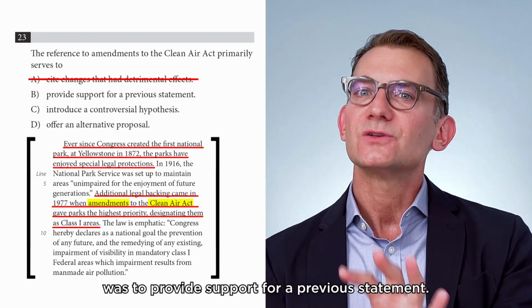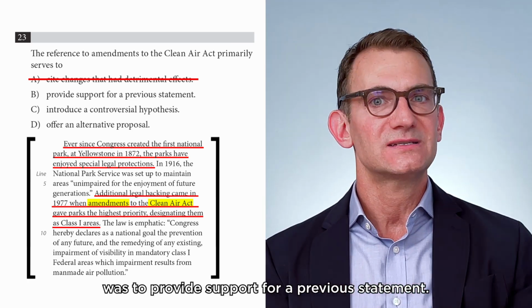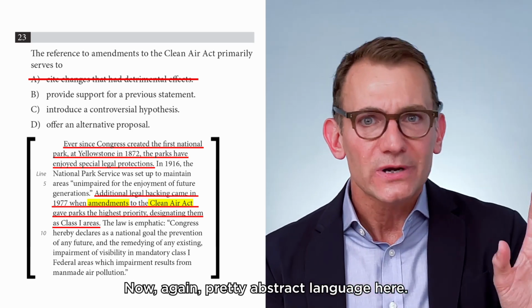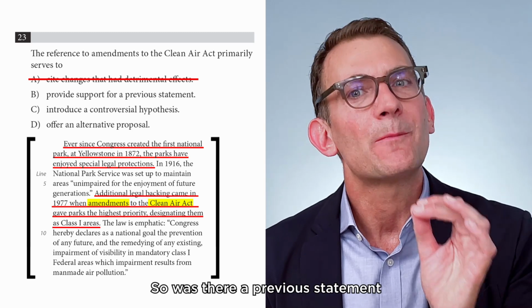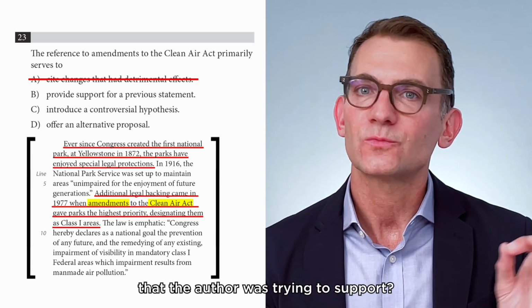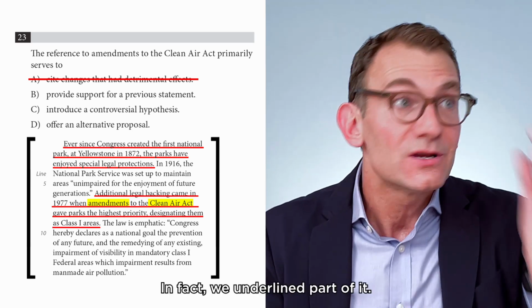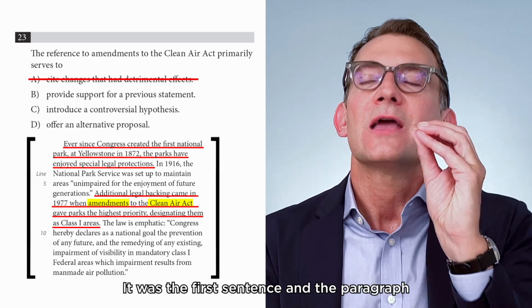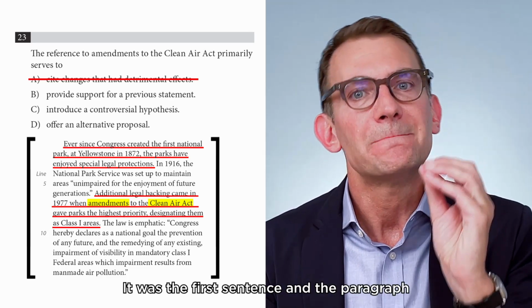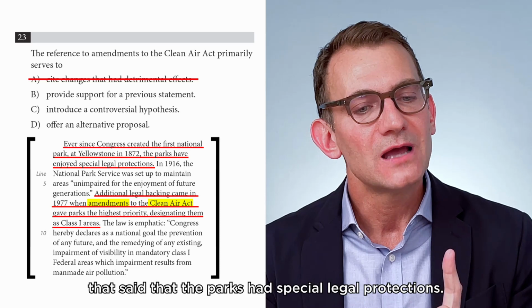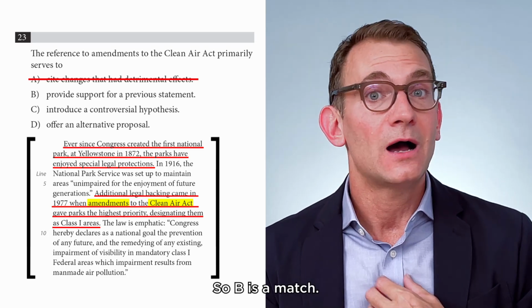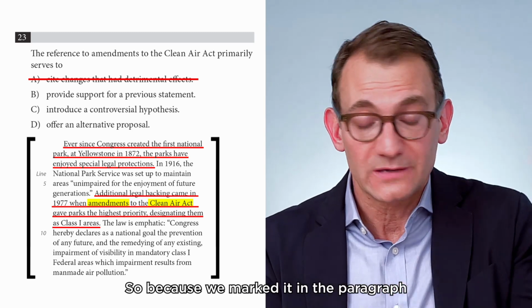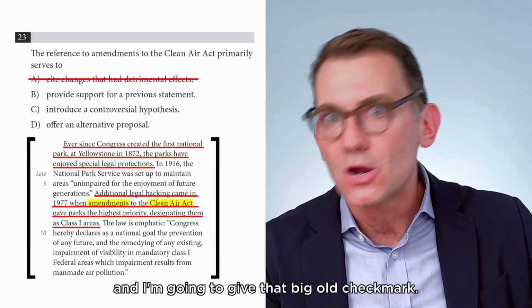We're going to move on to answer choice B, and that says that the author's purpose was to provide support for a previous statement. Now, again, pretty abstract language here, but we're going to ask ourselves the question, was there a previous statement that the author was trying to support? And the answer is yes. In fact, we underlined part of it. It was the first sentence in the paragraph that said that the parks had special legal protections. So B is a match, because we marked it in the paragraph, and I'm going to give that a big old check mark.